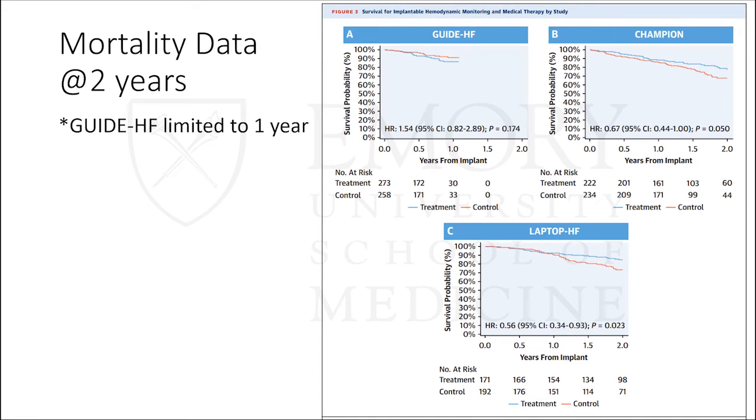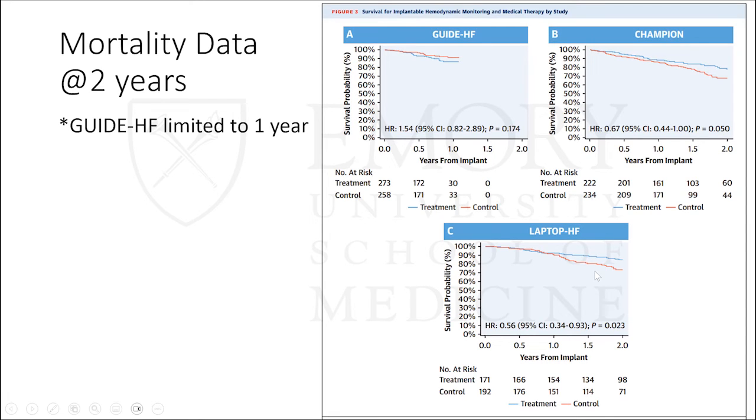Now, looking at mortality data, I wanted to have each one of these charts available to look at, because I think it's apparent some of the limitations, as Guide HF was cut at about 1 year, and actually had started to show some inverse with the treatment effect, whereas the control group seemed to be doing a little bit better. Looking at CHAMPION, that wasn't the case. The treatment group seemed to have some better survival. And then LAPTOP, which was not statistically significant or just on the border.